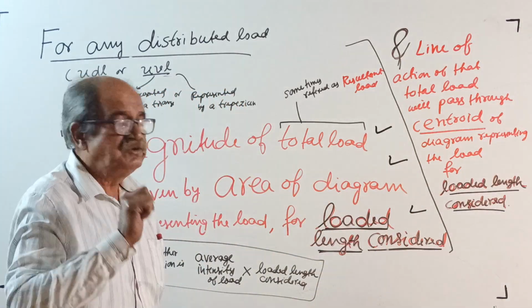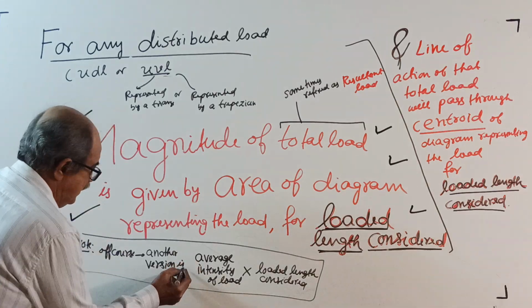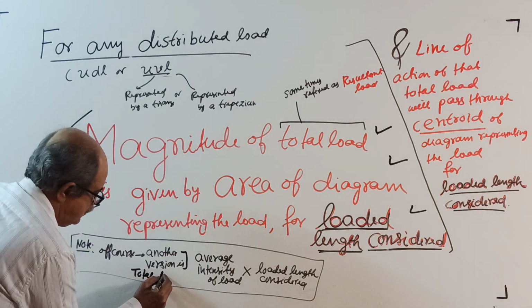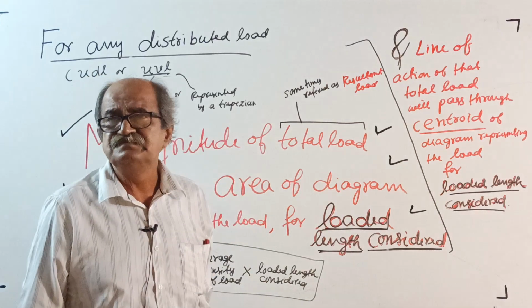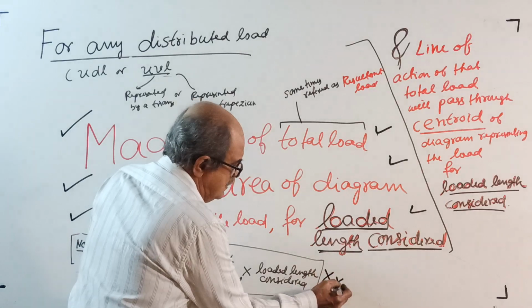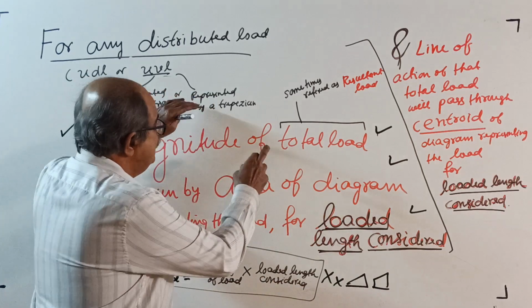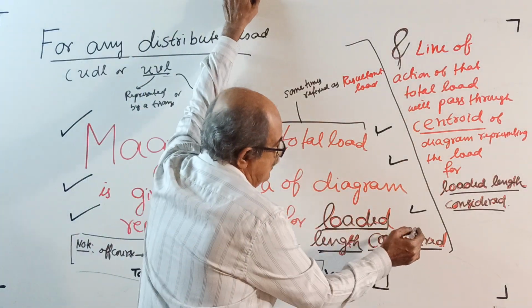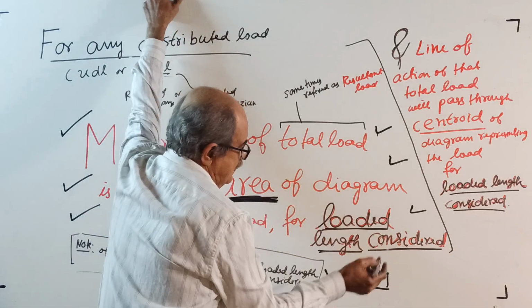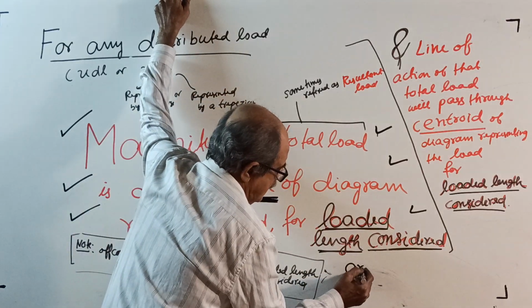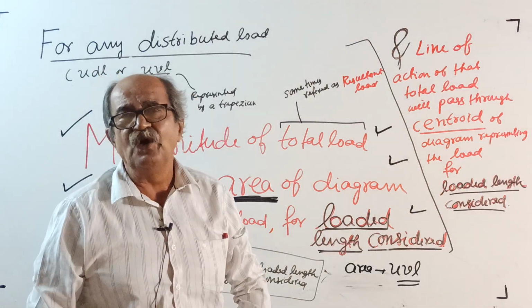But remember, I also told you one more thing. Of course, another version is there, which I forgot to write here: total load equal to average intensity of load into loaded length considered. This we will not use for triangle or trapezium. UDL I will tell you later. Mainly remember this area concept; you can write here that the word area we consider for UVL. For UDL, there is nothing to worry because it is very simple.